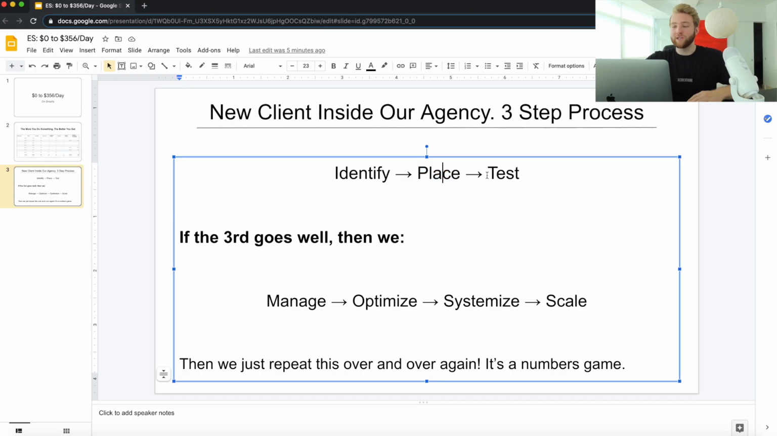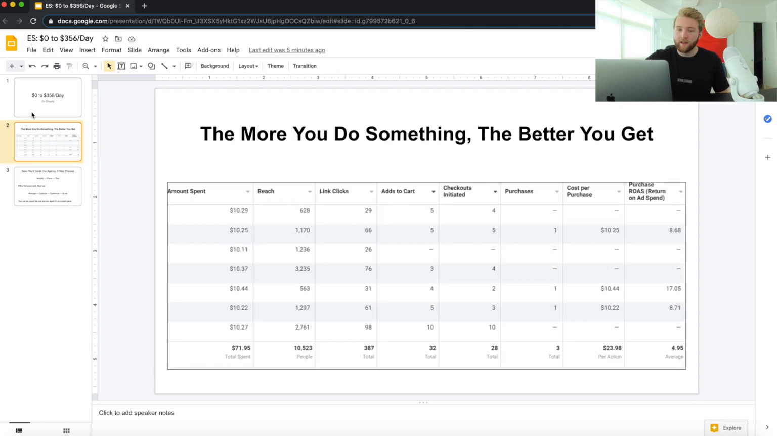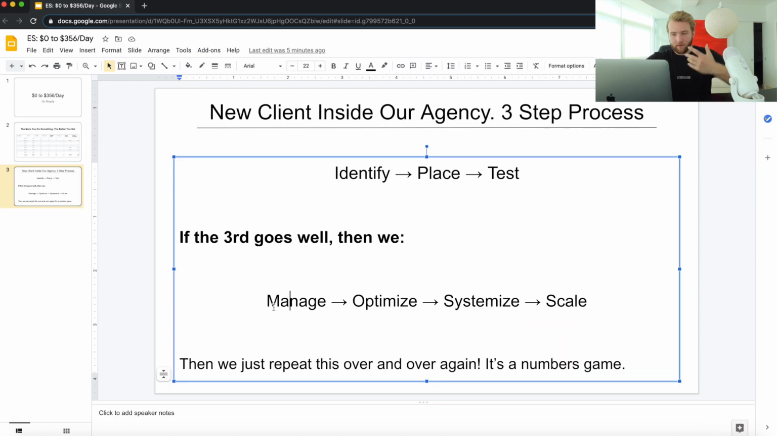So they place the product and then we start testing. So it's kind of us, them, us, right? So for those first 3 steps, and then we just rinse and repeat until we find the winner. And as soon as that third part goes well with testing, you find a test that works just like this right here. That's when we move on to these next steps. That's when we start managing, okay? Managing and optimizing. Those are kind of the first 2 things.